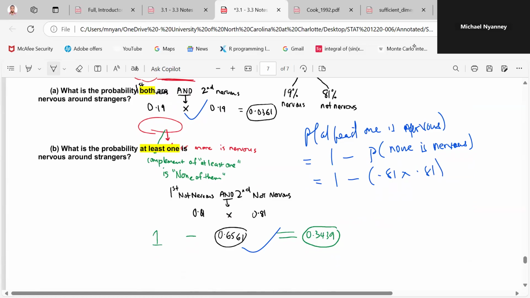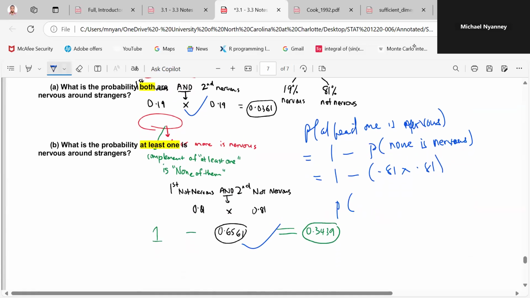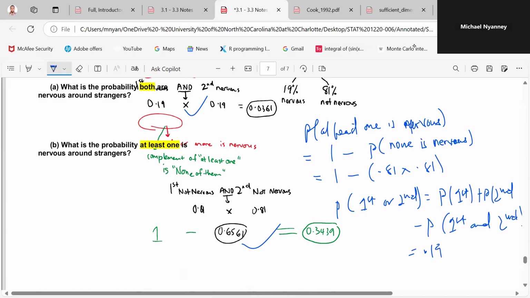The additive rule says that if the first person is A and the second person is B, then the probability of the first or the second equals the probability of the first plus the probability of the second minus the probability of the first and the second. So the probability that the first person is nervous is 0.19, plus the second person also 0.19, minus the intersection, which is the product of these, 0.19 times 0.19. Make sure it's in brackets. Solve this and you're going to get the same answer as the one here. All of them will give you the same answer.